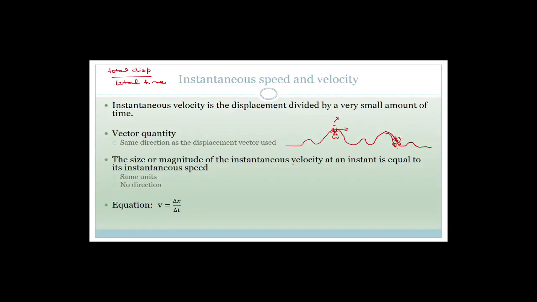Now, the size and magnitude of the instantaneous velocity at the instant is equal to the instantaneous speed. Okay, the only difference between these is that instantaneous speed has no direction. So the equation is v = Δx over Δt. We've spoken about that already, okay? We've said that it is change in displacement over change in time.